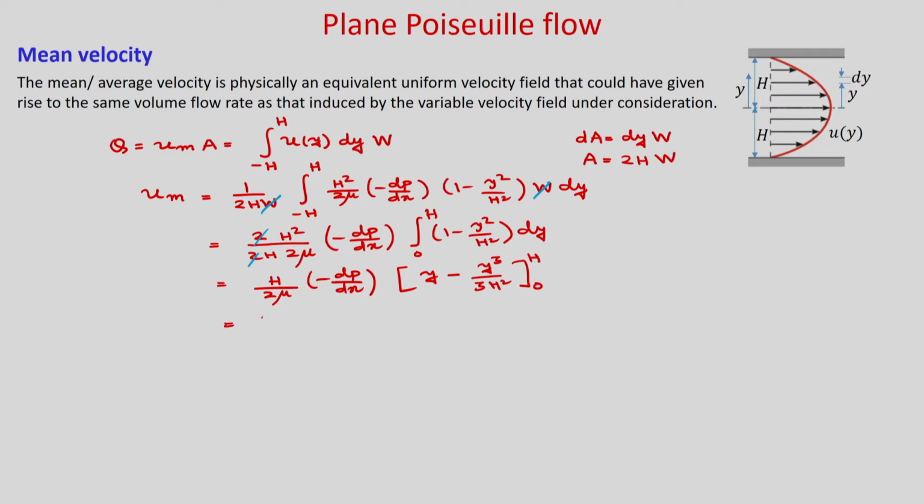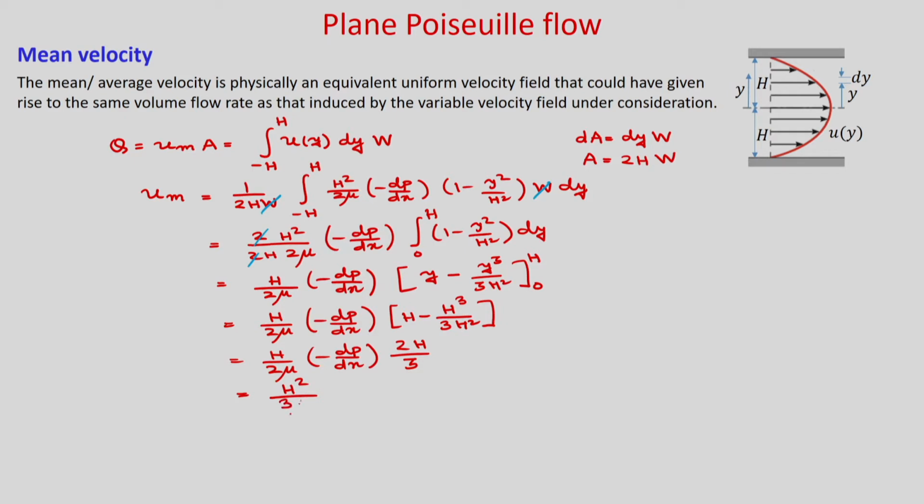So, if you put h, then you are going to get h by twice mu, minus dp by dx. Okay. So, if you put h, then it will be h minus h cube by 3 h square. So, this you can see that it will be 2 by 3. So, h by twice mu, minus dp by dx, so it will be twice h by 3. So, hence you can write h square by 3 mu into minus dp by dx.